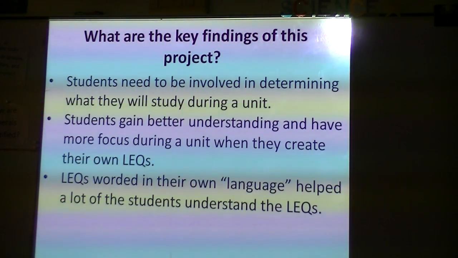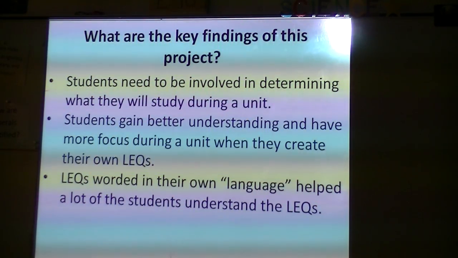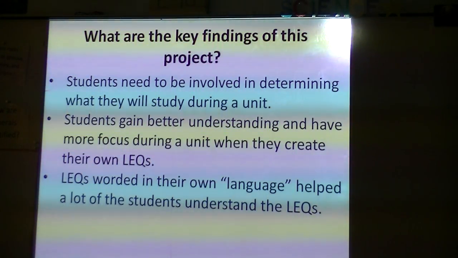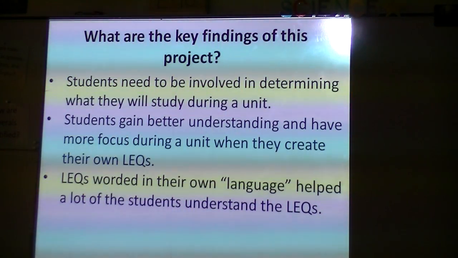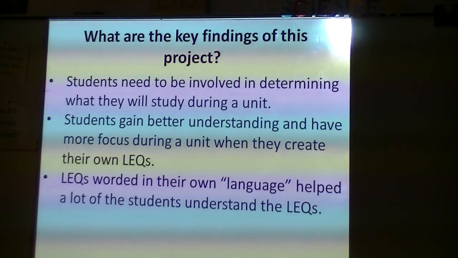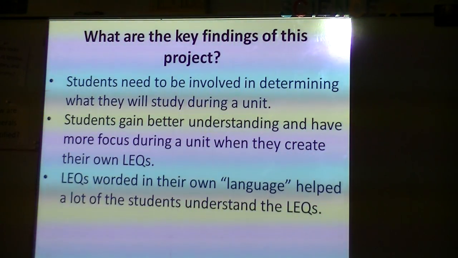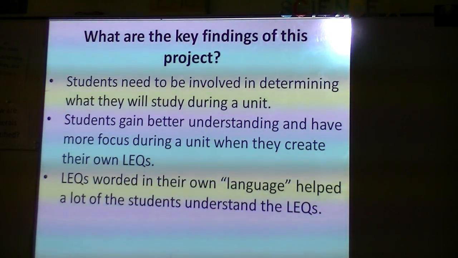I also found students need to be involved in determining what they will study during a unit. Students gain better understanding and have more focus during a unit when they create their own LEQs. It helps them to focus. And the LEQs are worded in their own language, which helps the students understand what the LEQ is actually asking them.